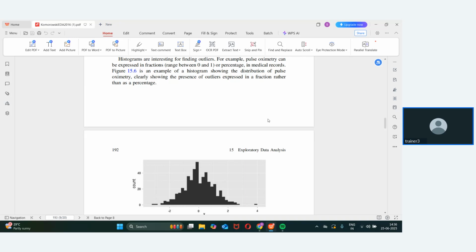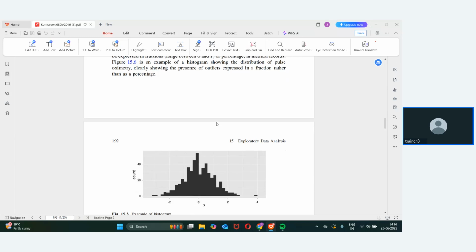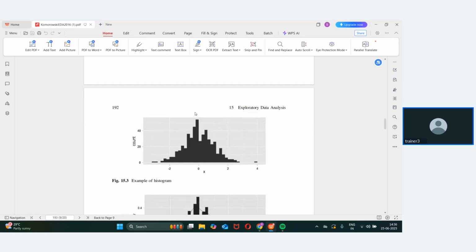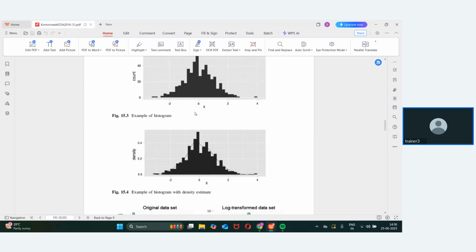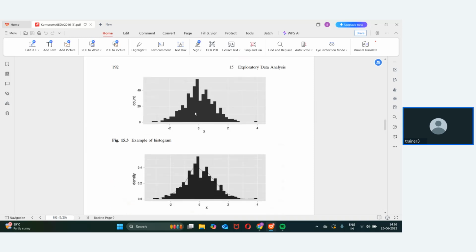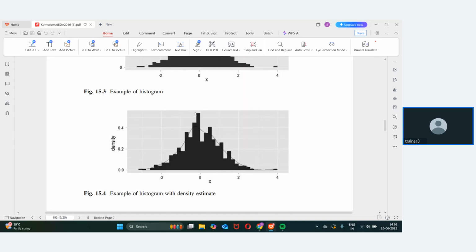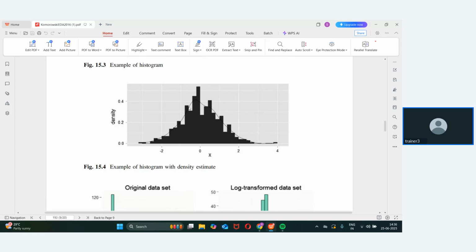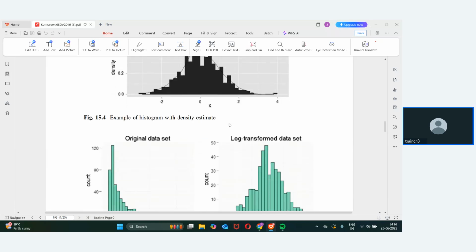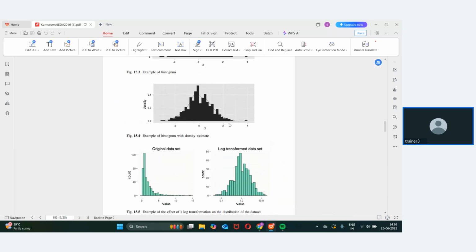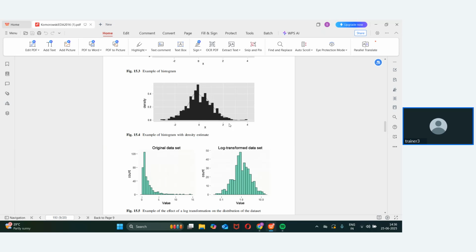So, in an oximeter, the distribution of pulse can be shown as an example here, showing the presence of outliers expressed in fraction rather than percentage. This is an example of a histogram. This is what a histogram looks like, and these are bars. A single unit is known as a bar. You can see here.